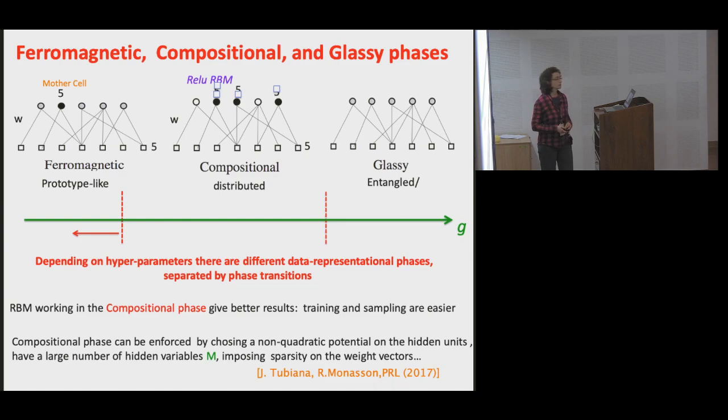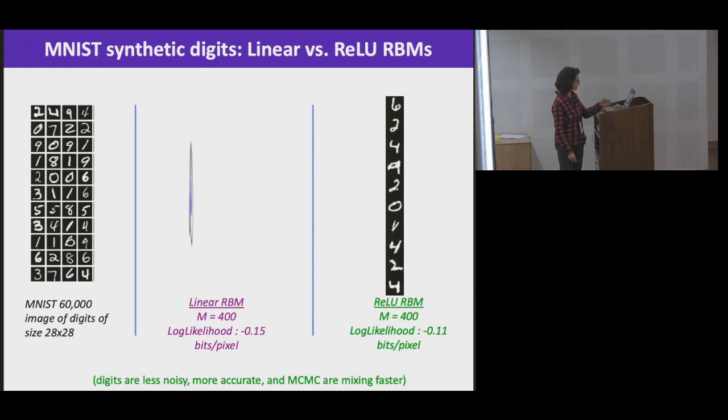Yeah, exactly. For example, the quadratic potential doesn't have this compositional phase, but only the Bernoulli-like potential and the ReLU activation function have this compositional phase. So they have studied exactly how the potential, the number of hidden units, and all the parameters determine the presence or not of this compositional phase.